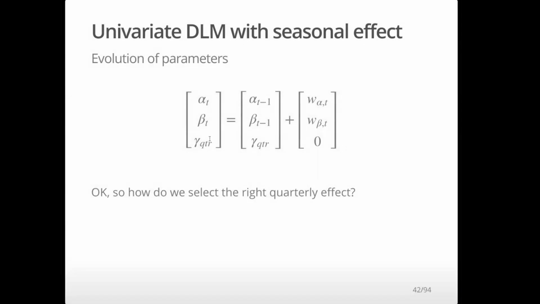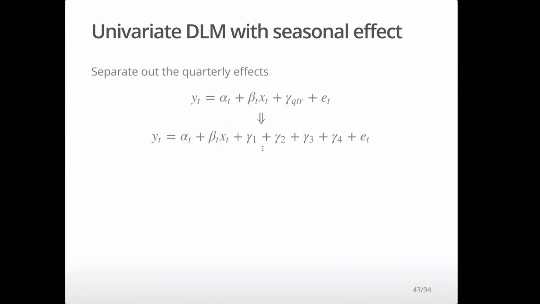But now the question is, we still have to deal with that if-then statement I started with, right? If it's quarter 1, how do we tell this thing we'll pick off the quarter 1 term? And if it's quarter 2, pick off quarter 2. Well, we could potentially separate out the quarter effect. So here's our original model where we had an intercept, a slope, and a predictor, and a quarter effect. Instead, we're just going to say, all right, there's 4 of these. Let's just write them out explicitly in the model. So you have gamma 1, gamma 2, gamma 3, and gamma 4. Okay.